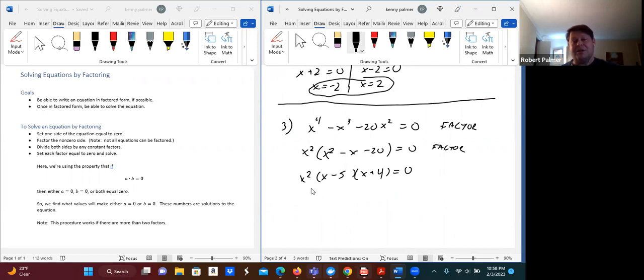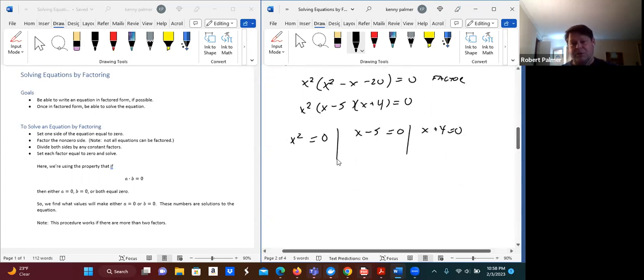Now once again, set each factor equal to 0, including this one. So we have 3 this time. x squared equals 0, x minus 5 equals 0, and x plus 4 equals 0. Set each one equal to 0.